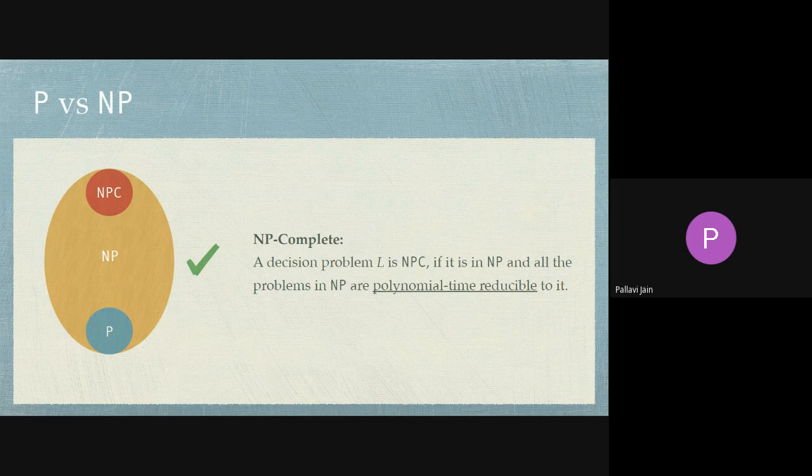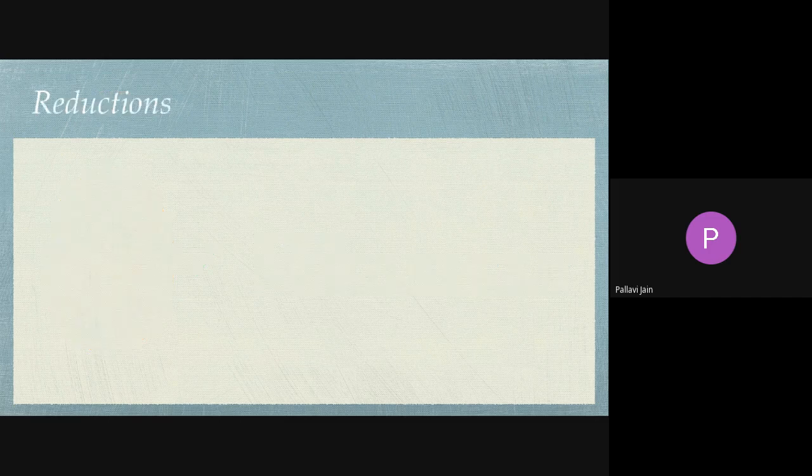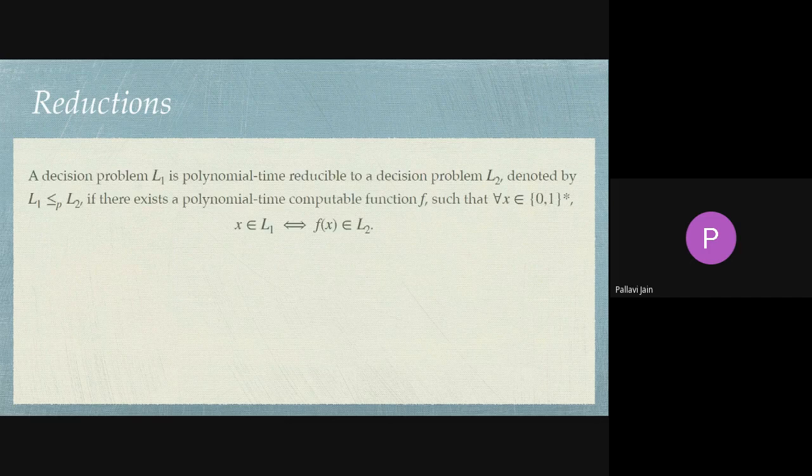What do I mean when I say that NP complete forms the hardest set of problems in NP? This will become clear when I go over what a reduction is. So let's first see what a reduction is. Reduction is basically a technique where you take two languages, say L1 and L2, and you map instances of L1 to L2 in such a way that you map yes instances of L1 to yes instances of L2, and no instances of L1 to no instances of L2.